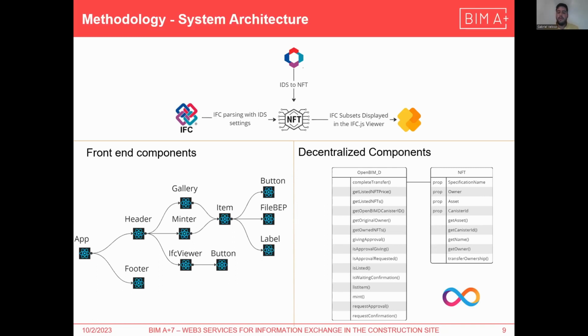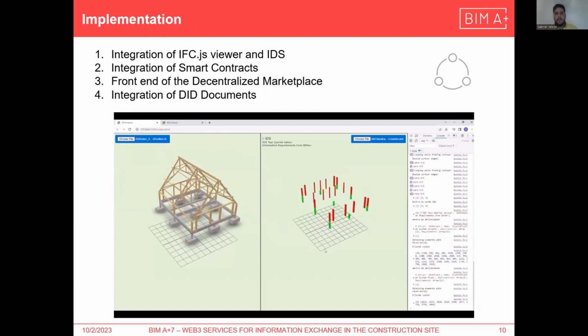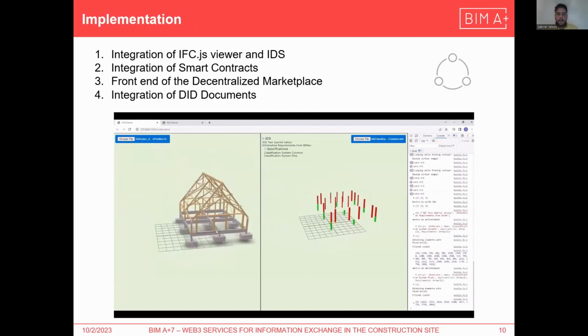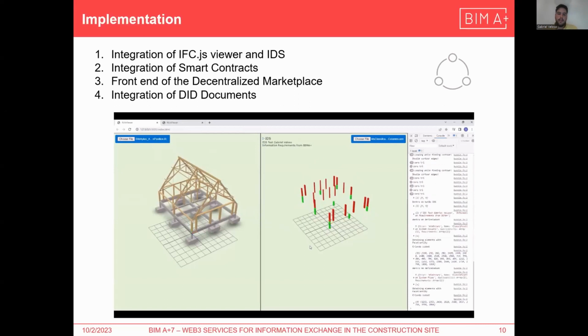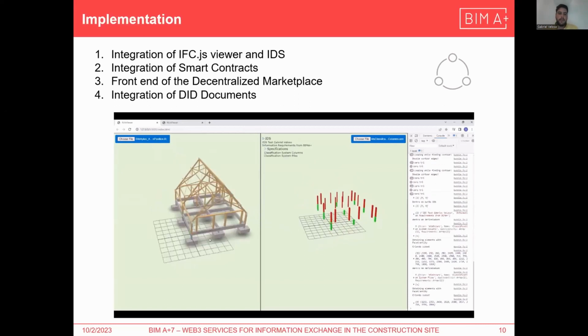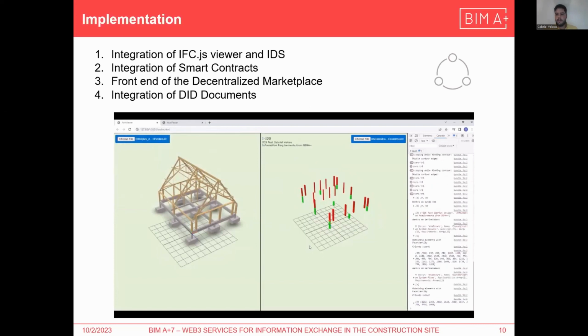Here we have two decentralized components, which are two smart contracts. The first one we call OpenBND, and it has all the functions to handle interactions in the decentralized marketplace. The other one is the NFT itself, to retain the information of the IDS file. This implementation was divided into 4 big steps: the integration of the IFC.js viewer and the IDS parsing, of which we can see a demo in the video below, proving that the functions managed to parse the model and show the applicability and the results of the requirements. Then the integration of smart contracts, the front end, and the integration of the IDS documents.